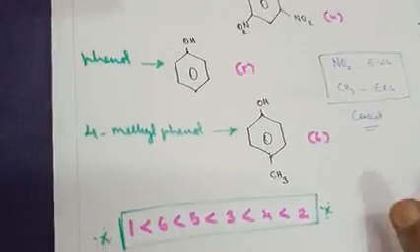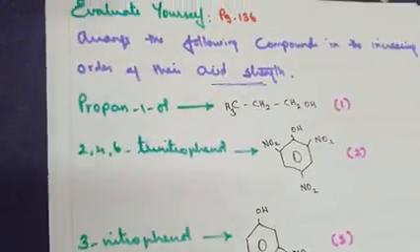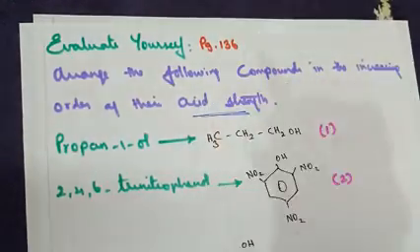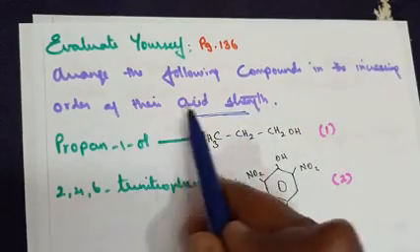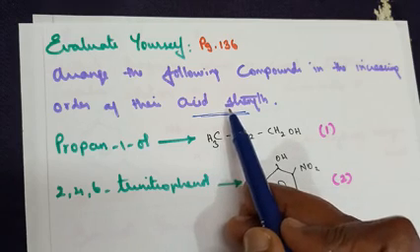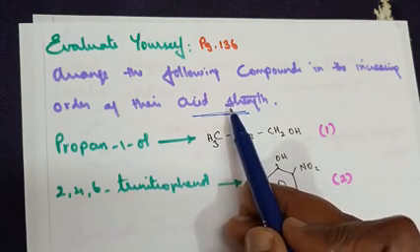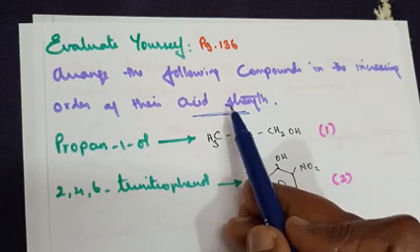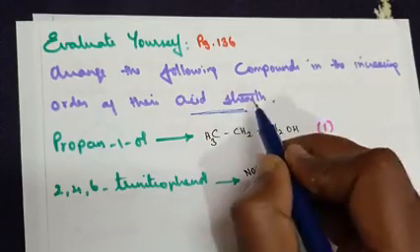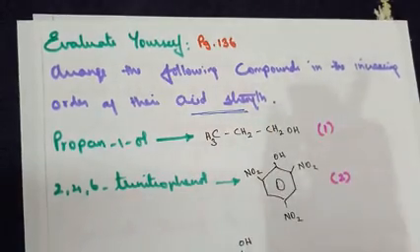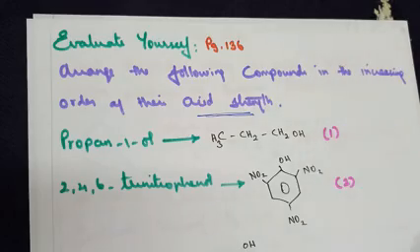Moving on to the question, evaluate yourself, taken from page number 136. Arrange the following compounds in the increasing order of acid strength. You have learnt very detailedly the concepts I have taught you, how to identify the basic strength and the acidity strength. So acid strength means the ability to lose the H plus ions easily.